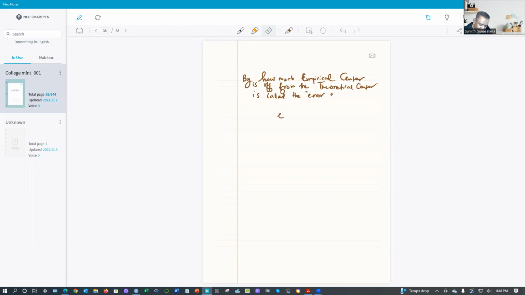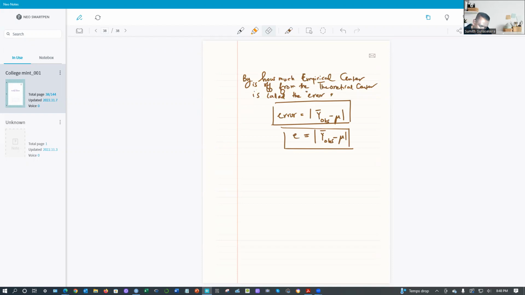So error is nothing but the difference between what and what? Y bar obs and your population mean. That's the error, E. It's an absolute value, because you can subtract either way. Y bar obs minus this one, that difference is the error.